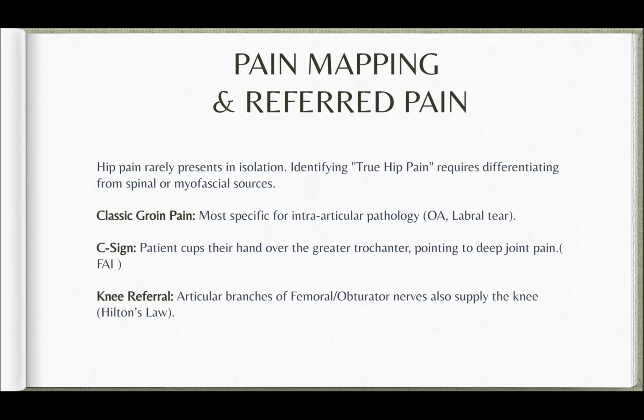When the patient comes with the C sign, that means the patient cups his hand over the greater trochanter, pointing to deep joint pain, so we have to think about femoroacetabular impingement. Knee referral. Since the articular branches of the femoral and the obturator nerves also supply the knee, according to Hilton's law, there can be some referred pain to the knee joint due to hip joint pain.